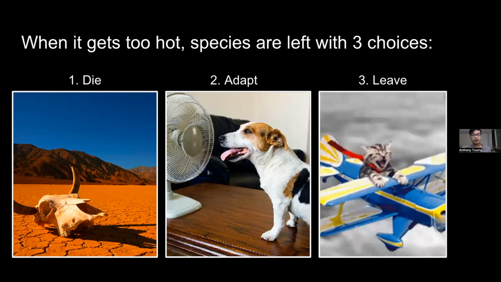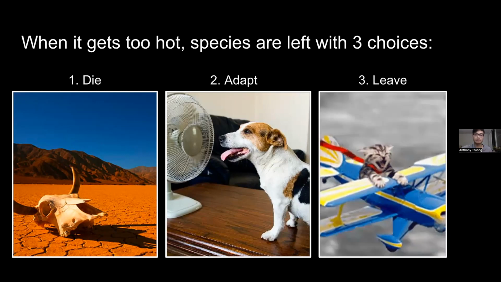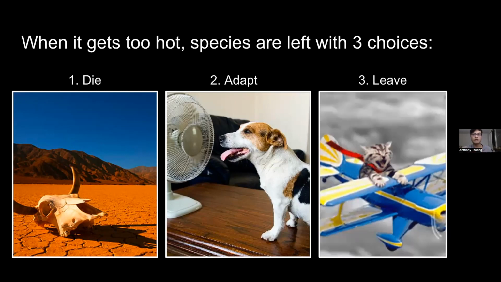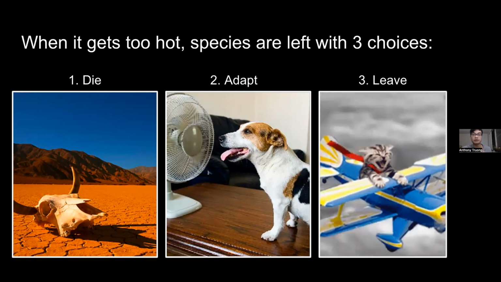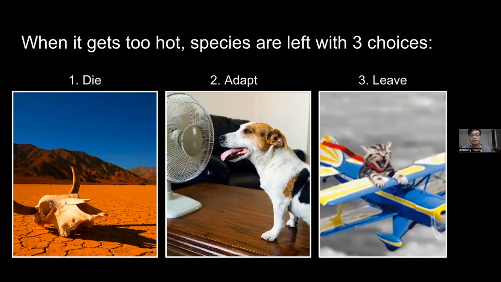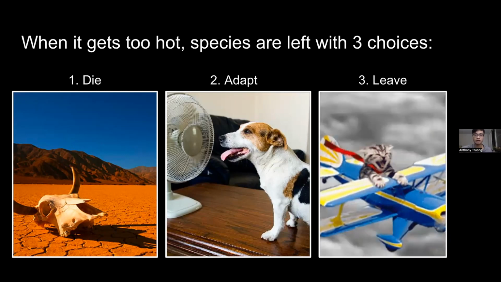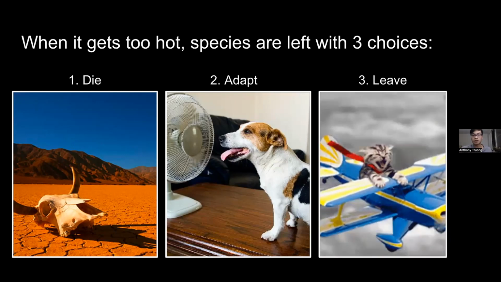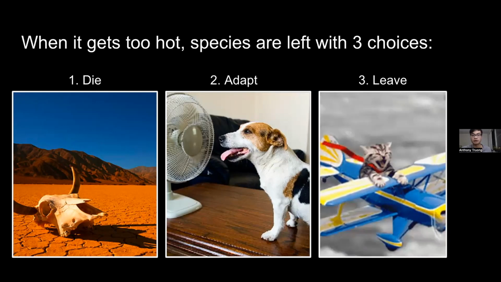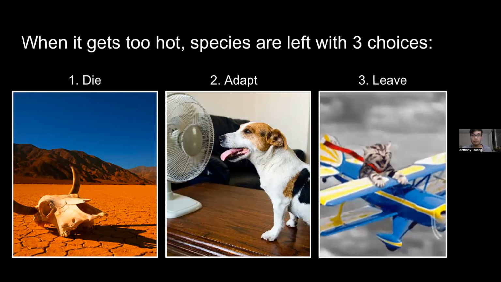The first and probably not very preferable option is they can die. If you think about species living within a very narrow range, if it gets too cold or if it gets too hot, they get unhappy, their metabolisms don't work as well, and they just die. Two is they can adapt to the changing temperatures. They just learn to deal with it in one way or another. And their third option is to pack everything up and leave. All right, so whichever option allows the most species to not go extinct would probably be the one that is the best option for everyone involved.